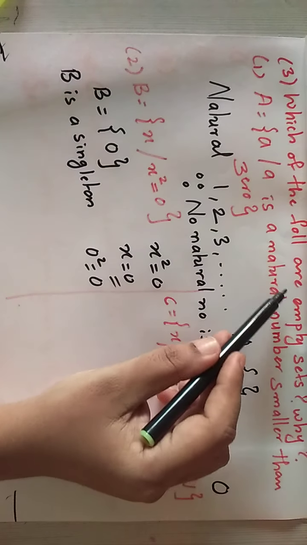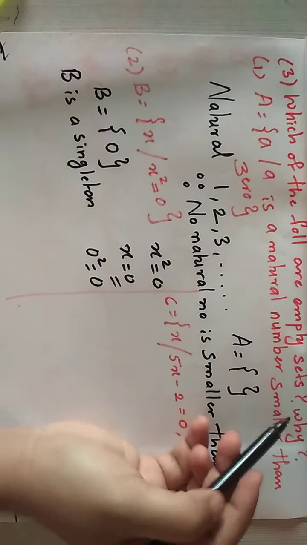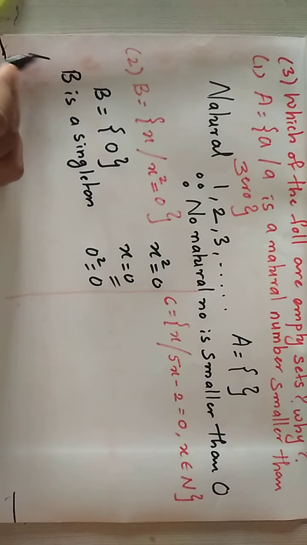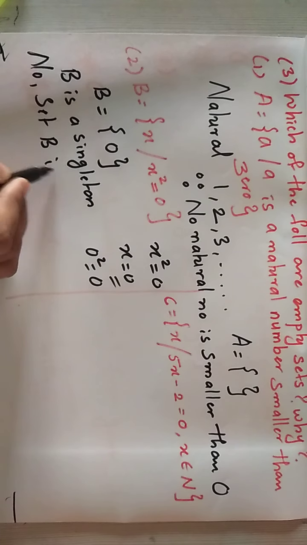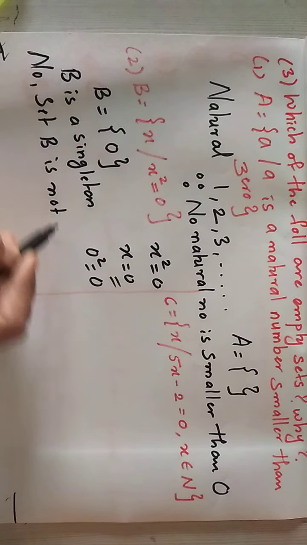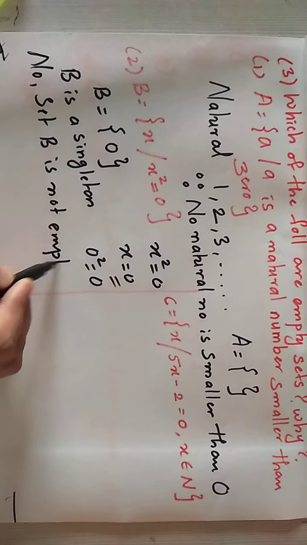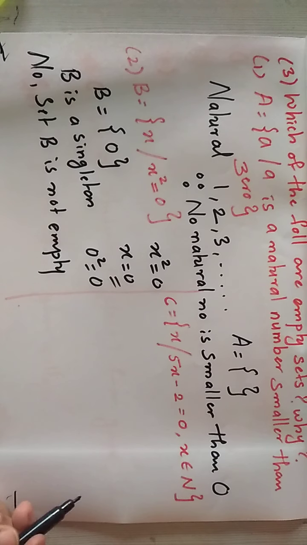The question says whether the set is empty or not. So you write the answer over here. No, set B is not empty. Let's see the third question.